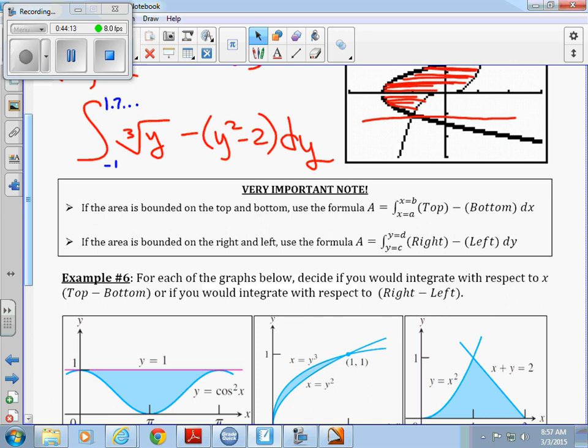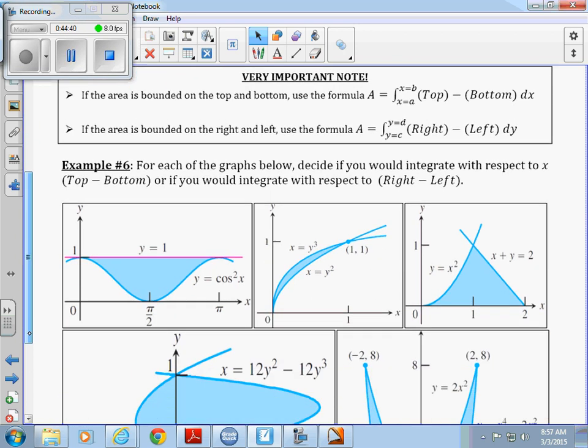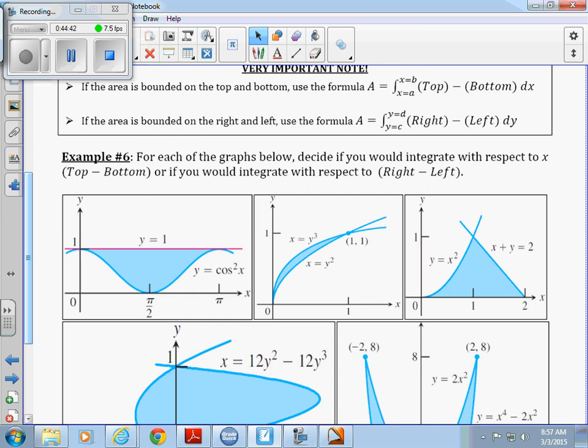On the bottom, I want to talk a little bit about whether you would integrate top to bottom or left to right, which one would be easier. So if you look at those bottom pictures, far bottom left, what would be easier? What's easiest on that one? Top to bottom, right? There's clearly a top, there's clearly a bottom. Top to bottom would be easiest.